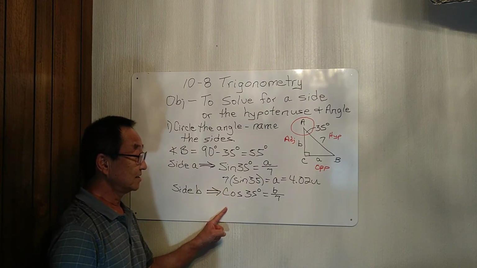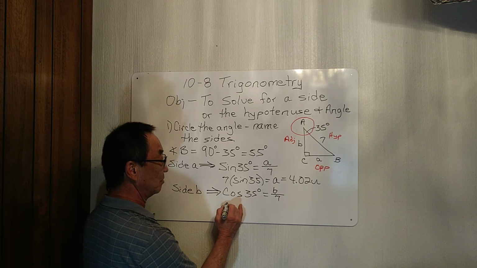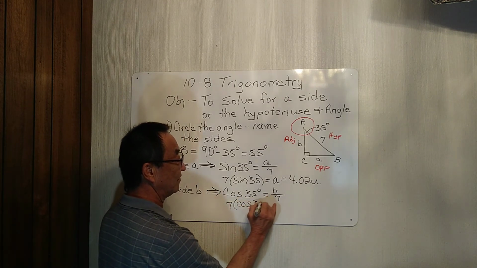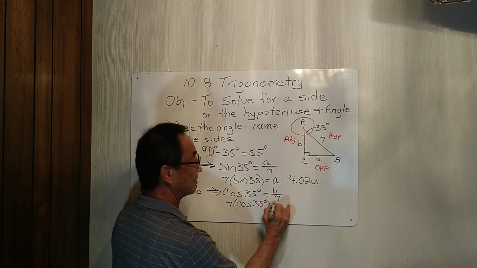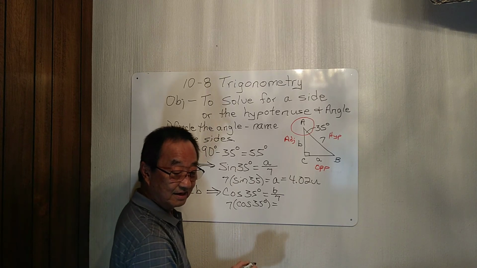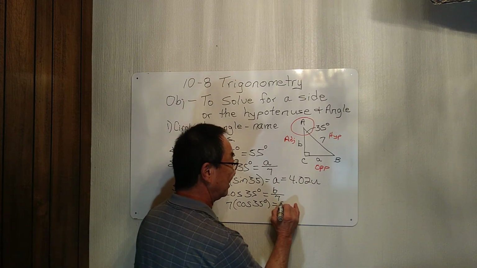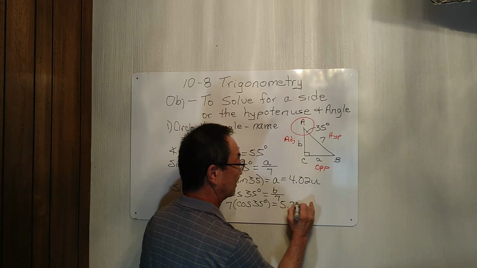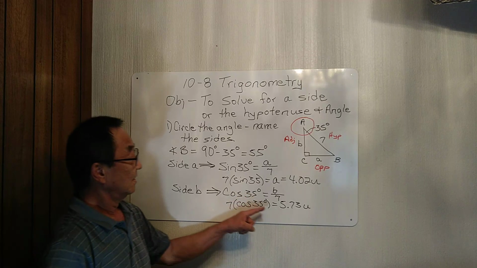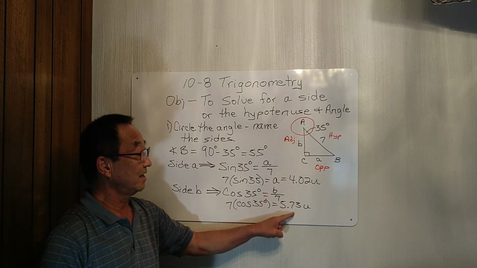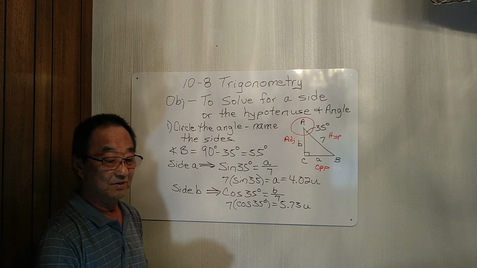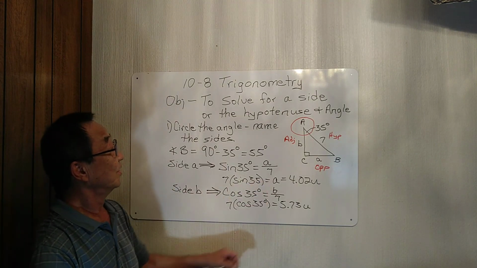To solve this equation, you just multiply both sides by 7. So you get 7 cosine of 35 degrees, and that's equal to approximately 5.73 units. Again, depending on what they ask you to round to, you have to do the rounding. Otherwise, those are your answers.